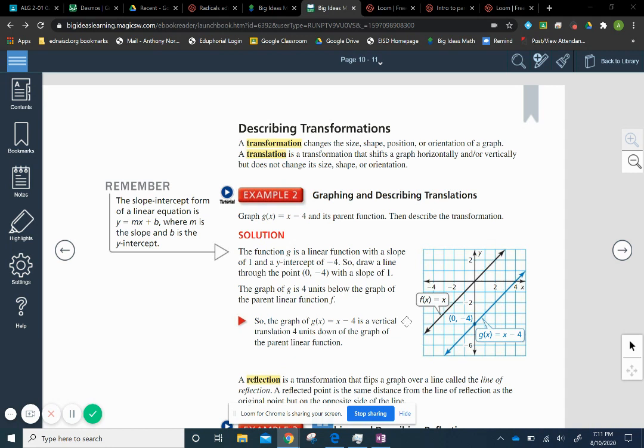So what is a transformation? The definition reads, a transformation changes the size, shape, position, or orientation. Orientation is like direction. Which way do you go? Which way do you point?